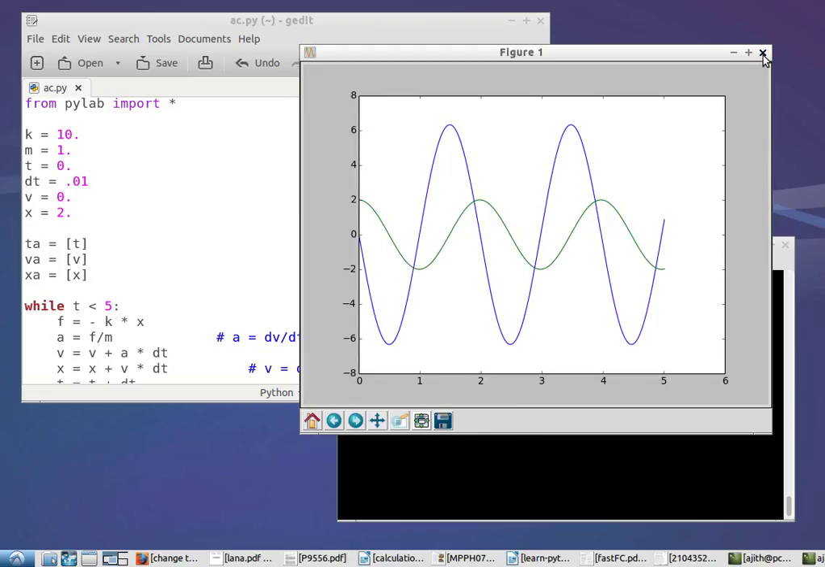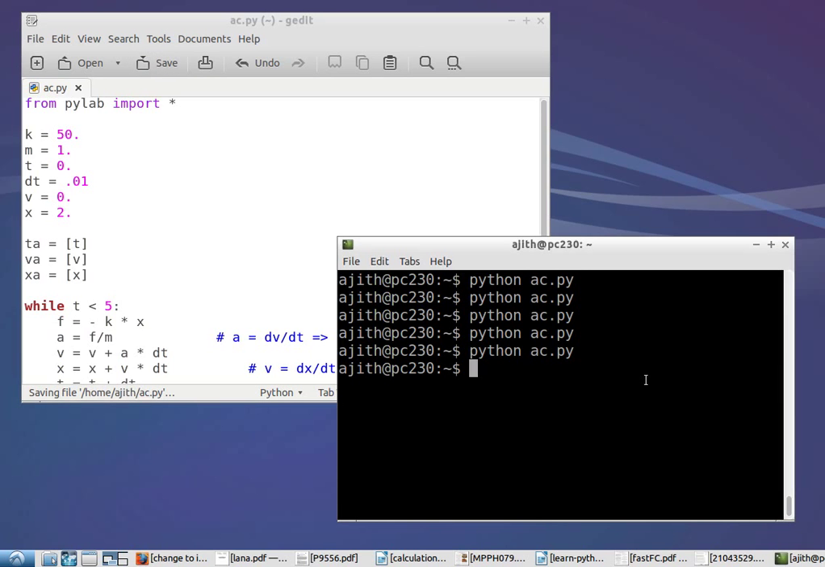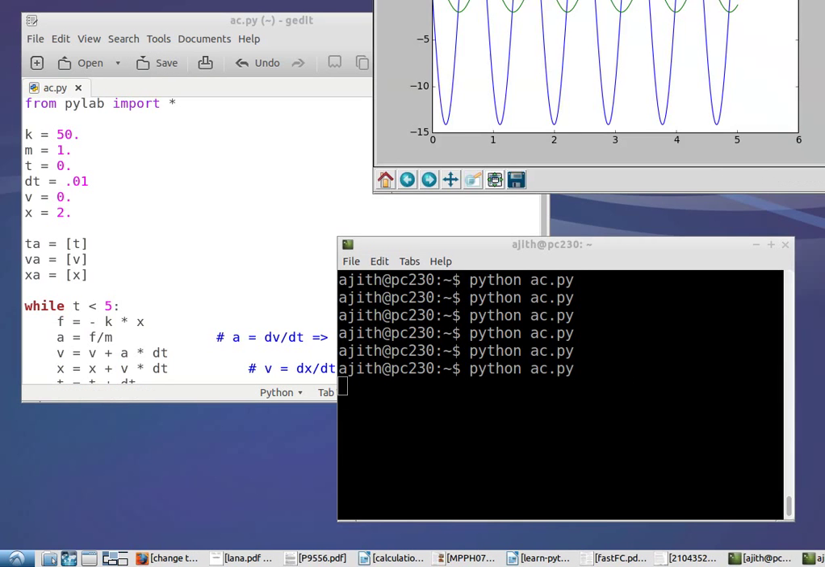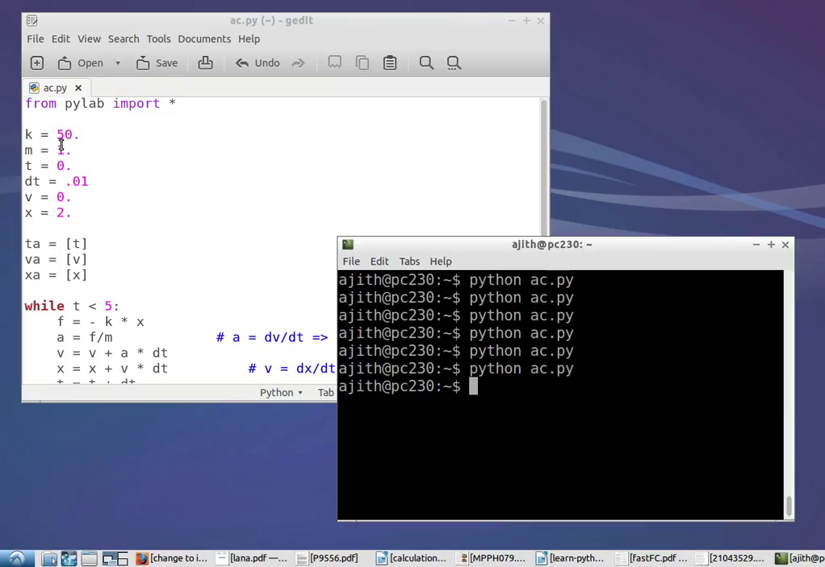Okay, now if the spring constant is made 50, and when you run it, you find there are more cycles. That means if the spring constant is more, it is going to oscillate faster and faster. That is what it shows here. See, more cycles are coming within this given amount of time.